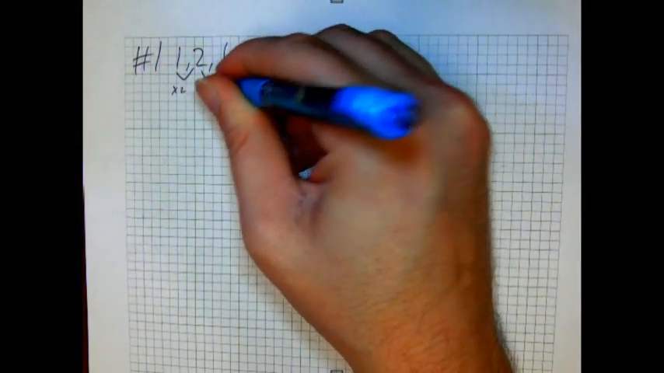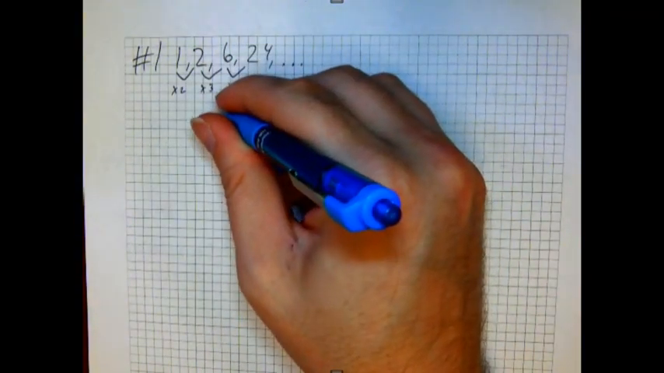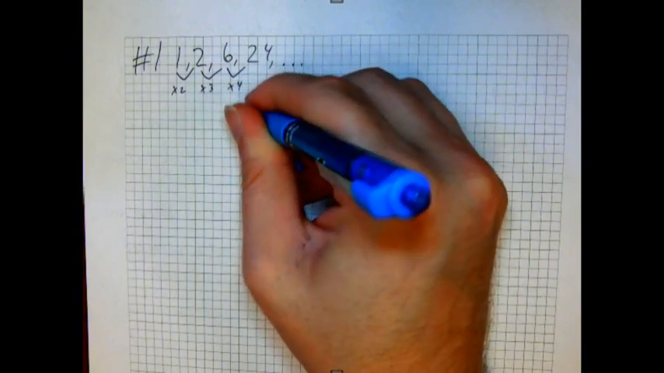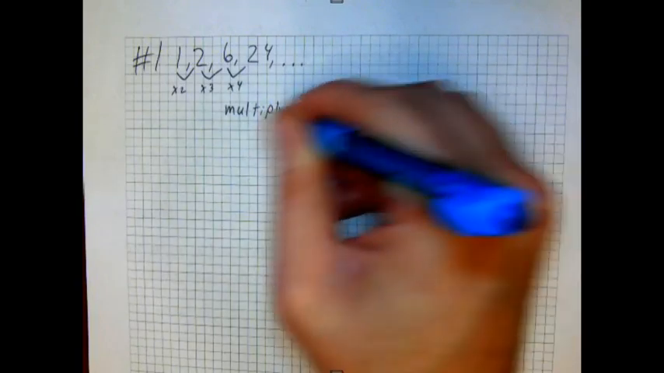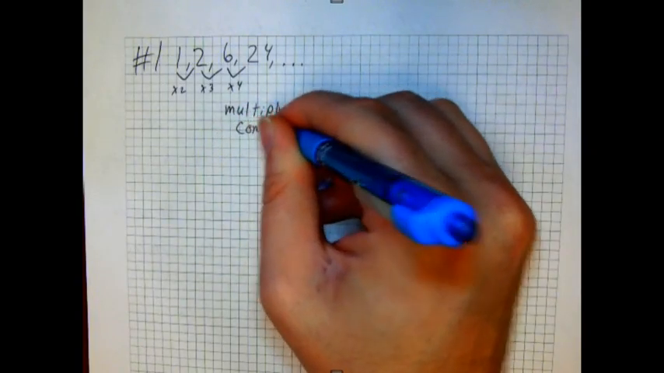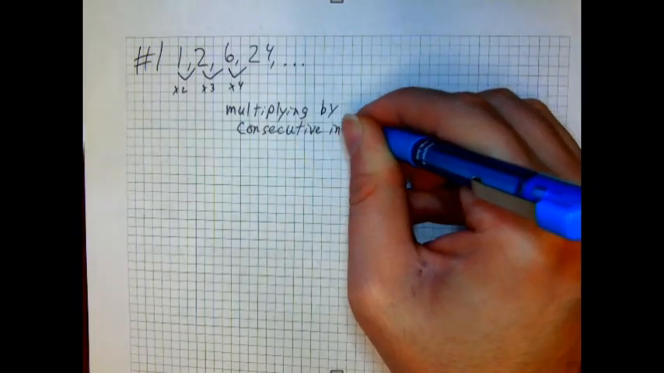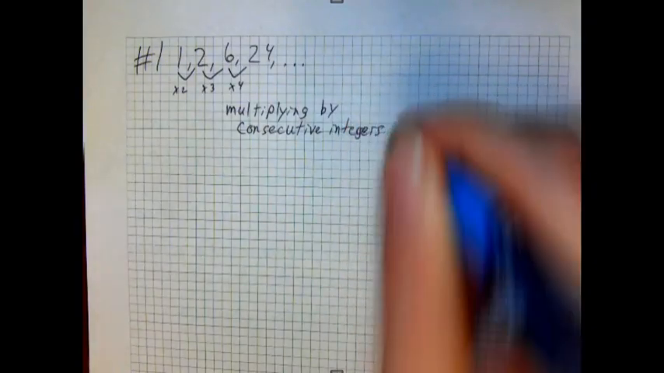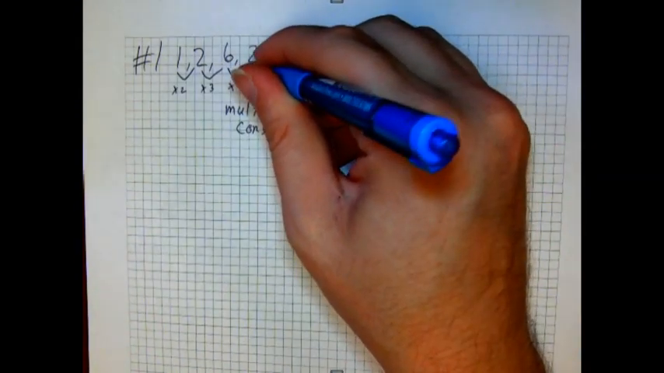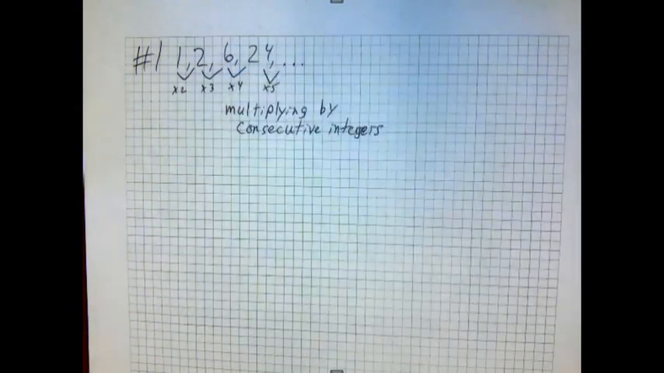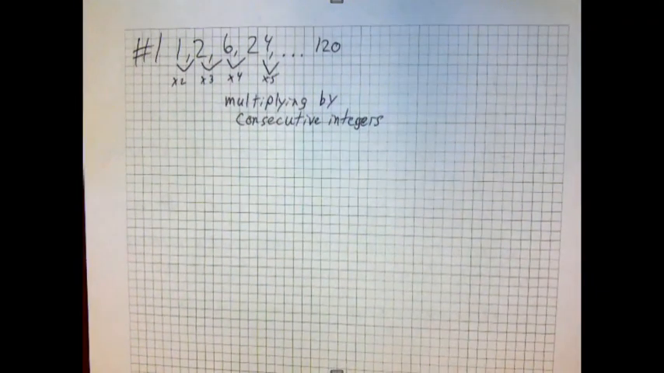This is times 4. So then we could say that the pattern here, we can make a conjecture that we are multiplying by consecutive integers. Integers being positive whole numbers. So my next one would be, if I were to multiply by 5, 24 times 5 is 120. So that's my prediction for what the next number in the pattern would be.